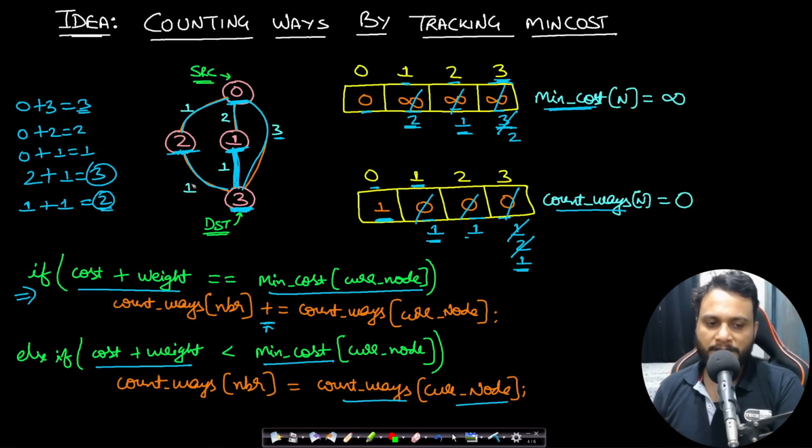Once you are done processing the entire graph, the count of ways at node n-1, which is the destination node, will tell you the total number of ways to reach from the source to destination with minimum cost, and in this case the answer will be 1. So I think the idea is clear, right?